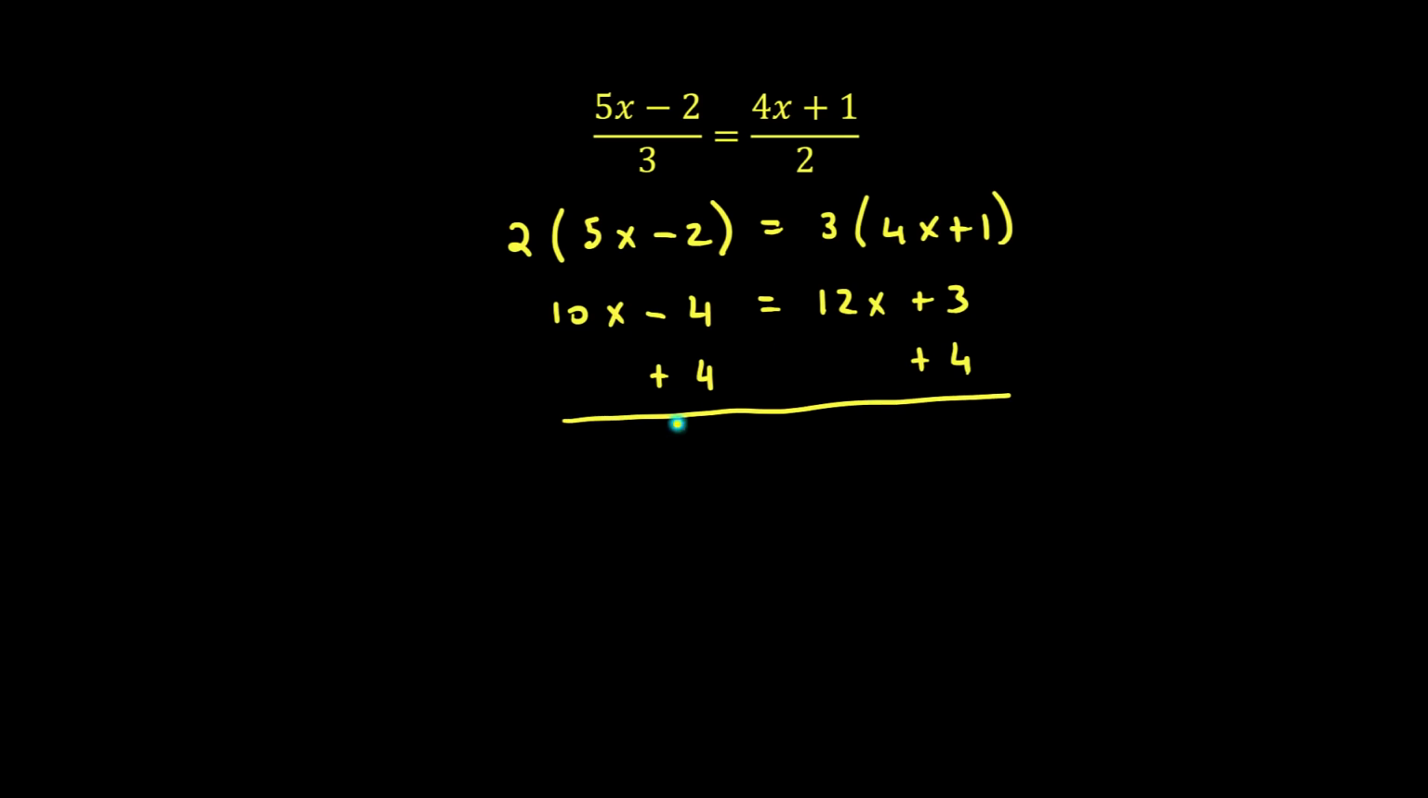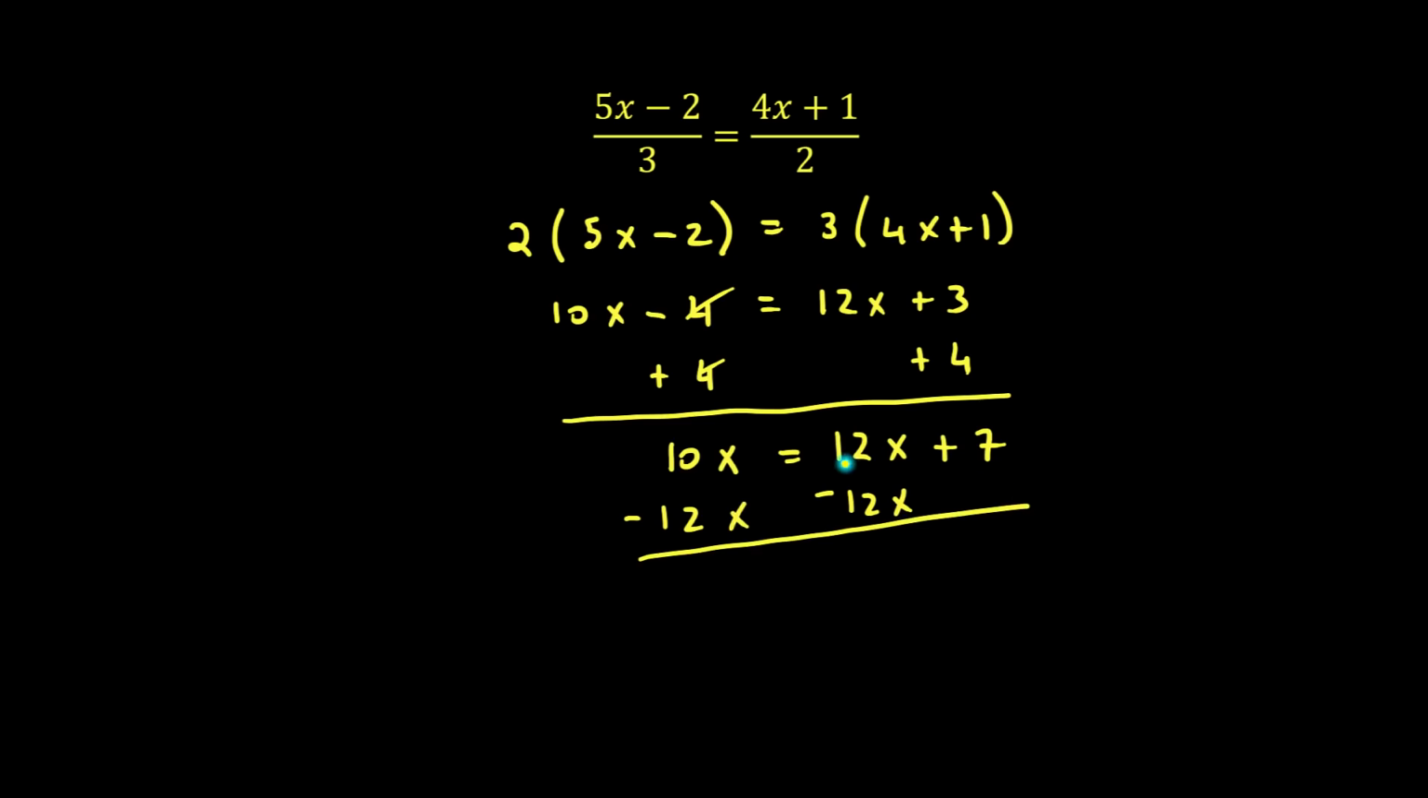Then that would give me 10x, of course the 4s cancel, and I'll be left with 12x plus 7. Then what I would do is subtract 12x from both sides in order to get rid of that. I'll be left with 7 on this side, then 10 subtract 12 will give me minus 2x. So divide both sides by the coefficient in front of the x, which is minus 2, and that would give me x is equal to negative 7 over 2. And that would be my final answer.